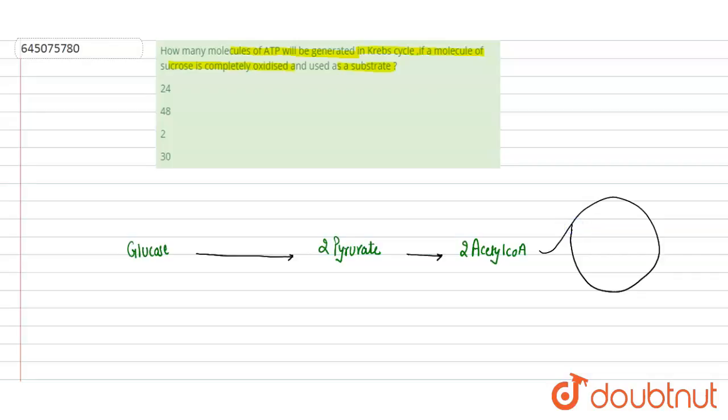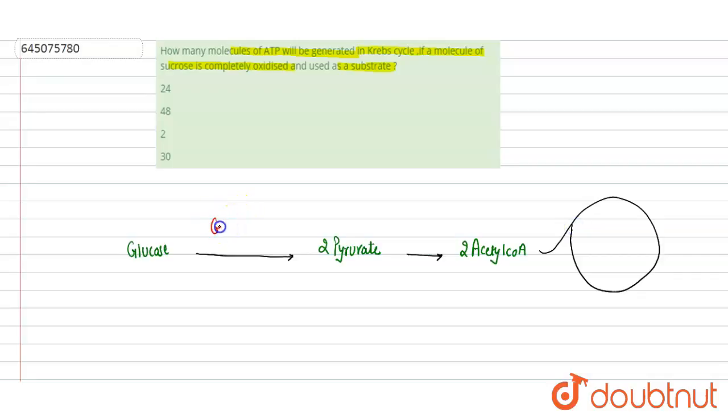So if we see the normal Krebs cycle pathway or aerobic respiration, it starts with glucose. From glucose, two molecules of pyruvic acid, pyruvate, are formed. These pyruvate molecules further form two acetyl-CoA, and these acetyl-CoA enter into the Krebs cycle.